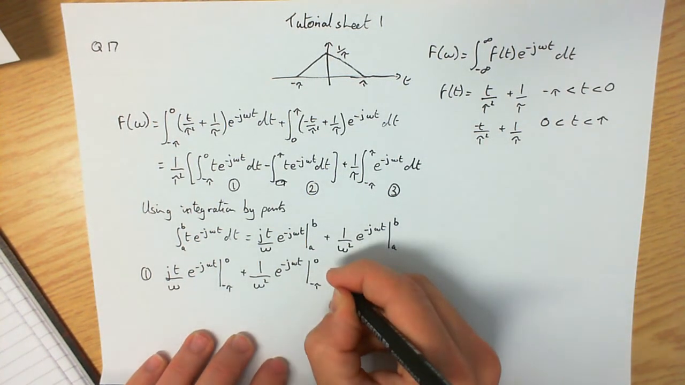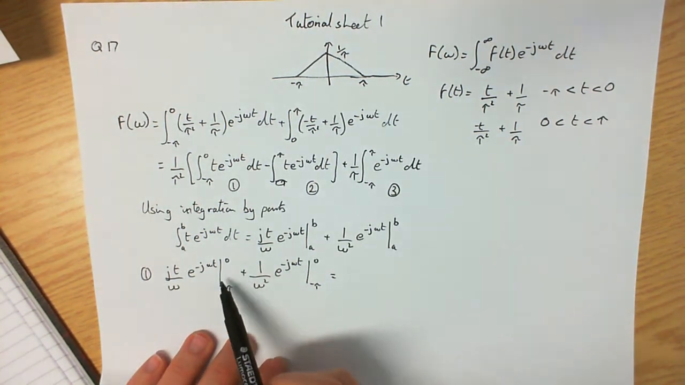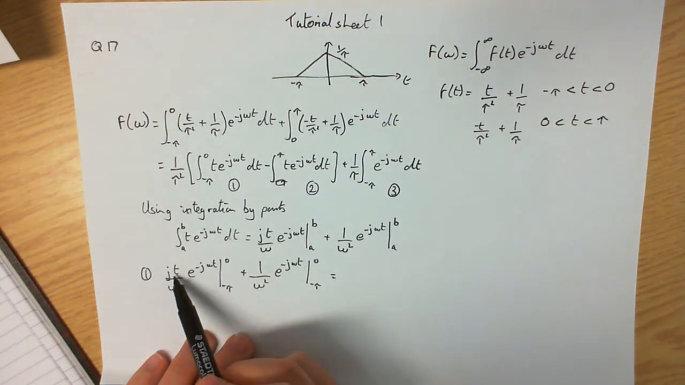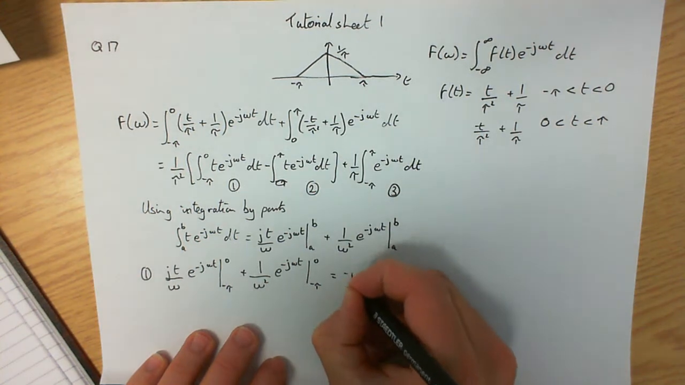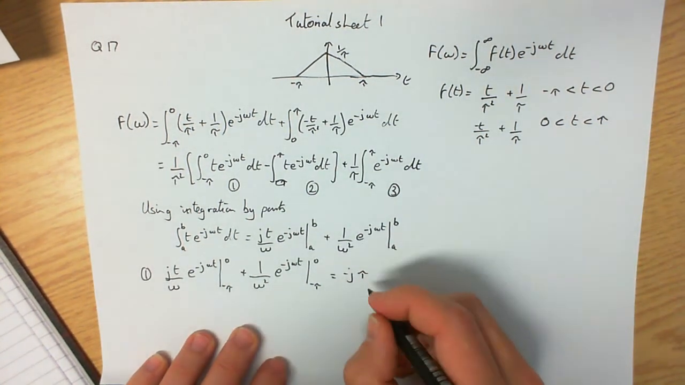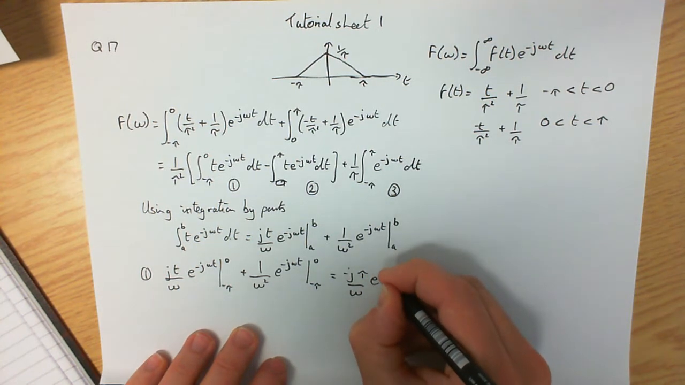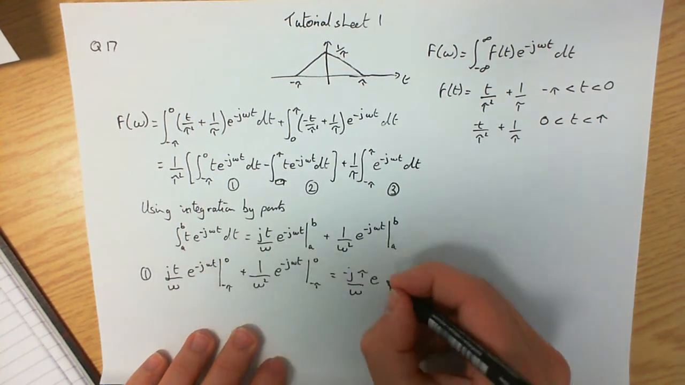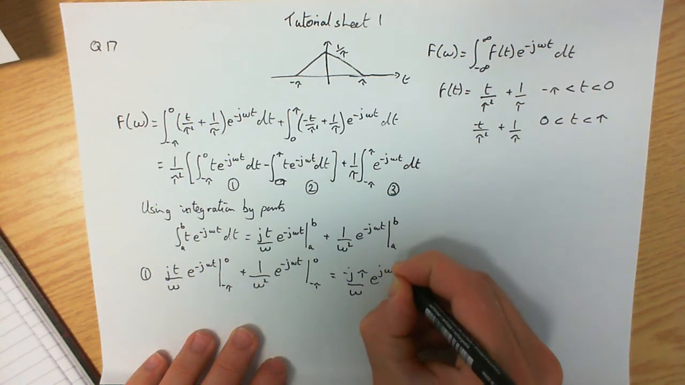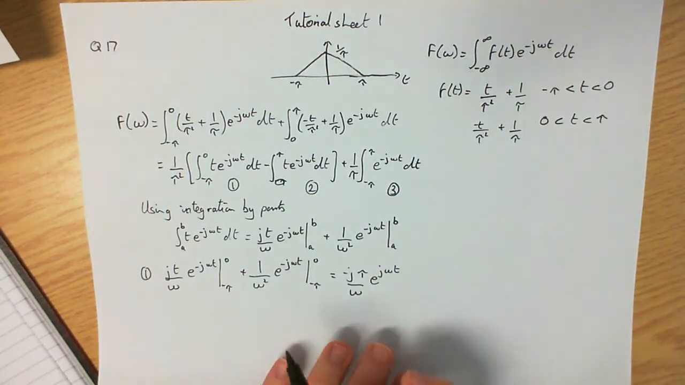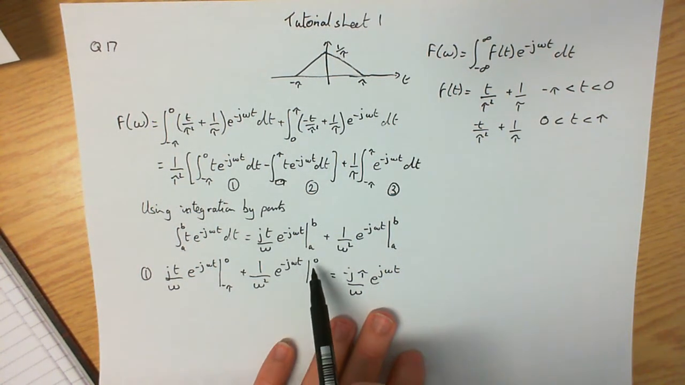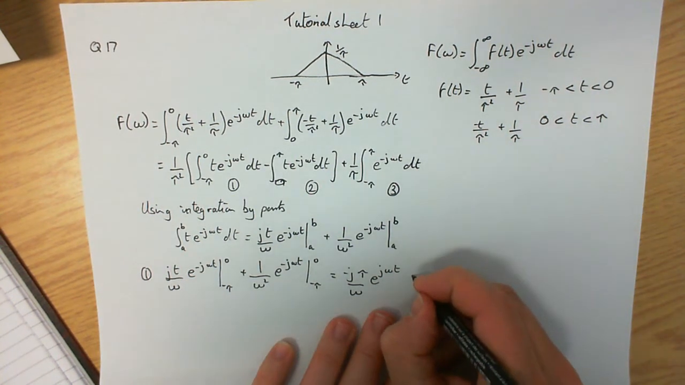Well, obviously if we put 0 into t here, that's going to go to 0. If we put minus tau in, we're going to get minus j tau over omega e, because it's a minus and a minus, we're going to get plus j omega tau. And then for this one, well, there's no t outside here, so we do need both limits.